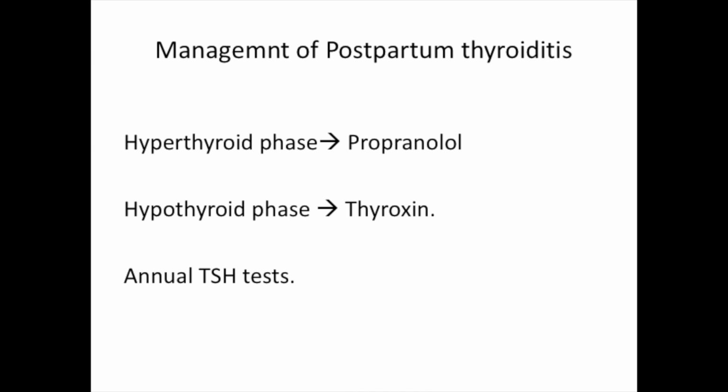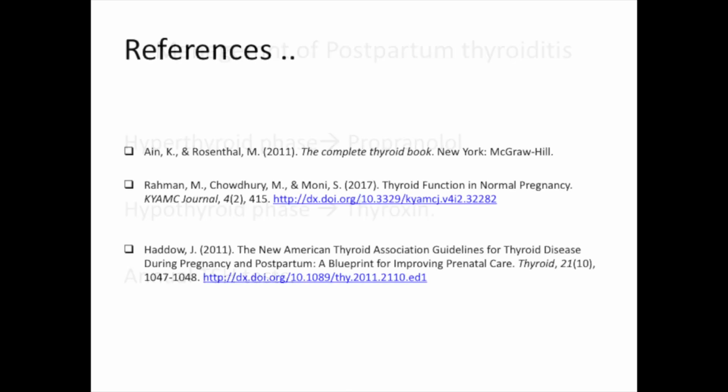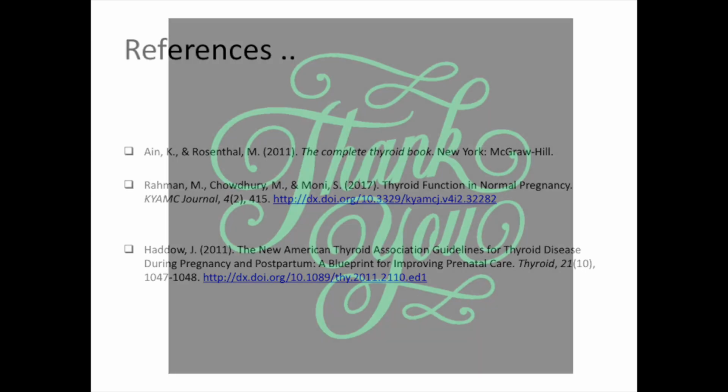When the patient reaches the state of euthyroidism, you do TSH annually. Why is that? Because those patients are prone to develop frank hypothyroidism in 50% of cases. But when? We don't know. So annually, we have to follow their TSH level. These are the references if you want to go and read more.